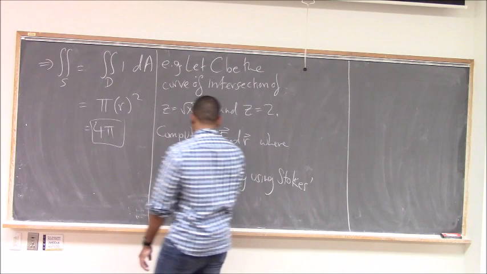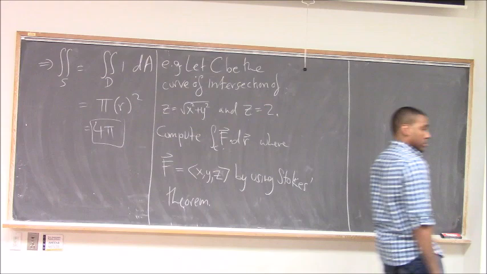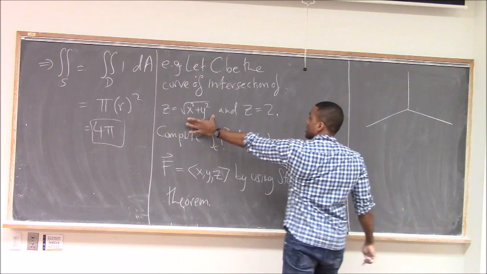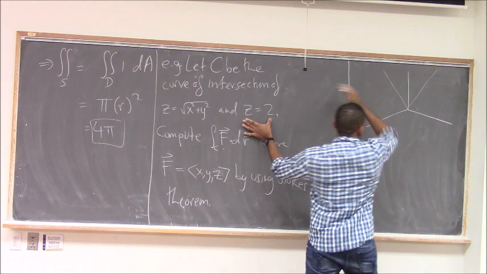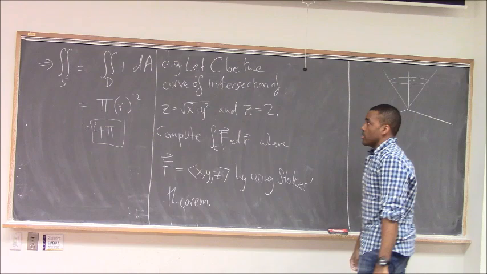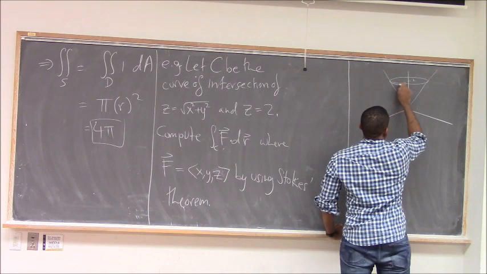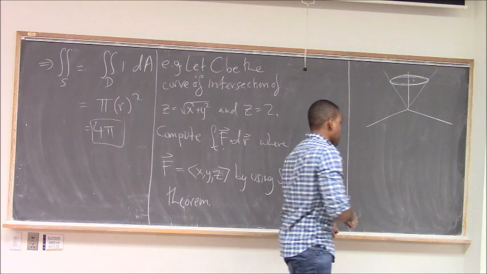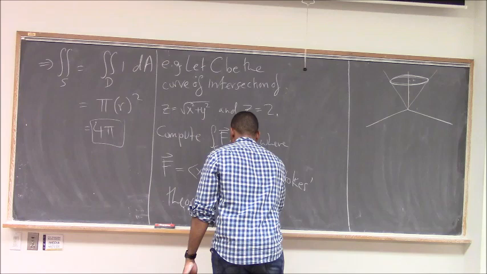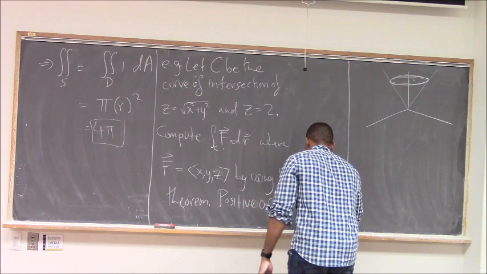So what's the first thing we do? Draw. What is this? A cone. And then it's equal to 2. So it's going to slice off the top of this cone here at the level 2. And C is the intersection, so where is C? It's this circle here. And let's just say positive orientation, so we're going around there.